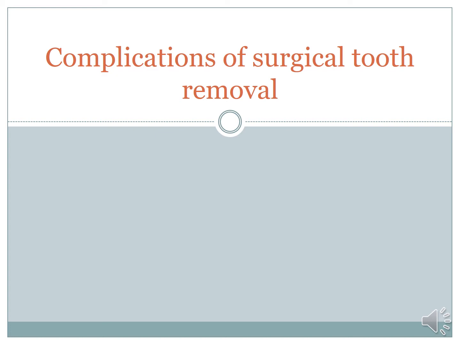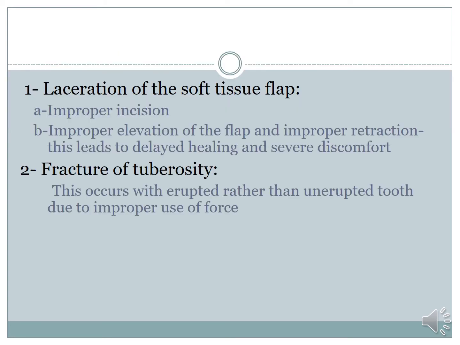The list of complications for surgical removal: the laceration of soft tissue during the procedure, that is due to the improper incision, improper elevation of flap and improper retraction. Then fracture of tuberosity. This occurs with erupted rather than unerupted tooth due to improper use of force.